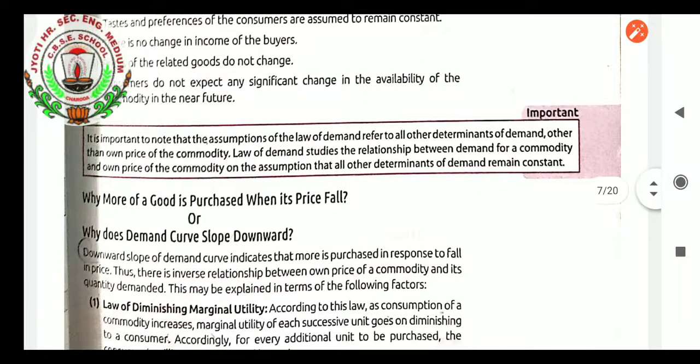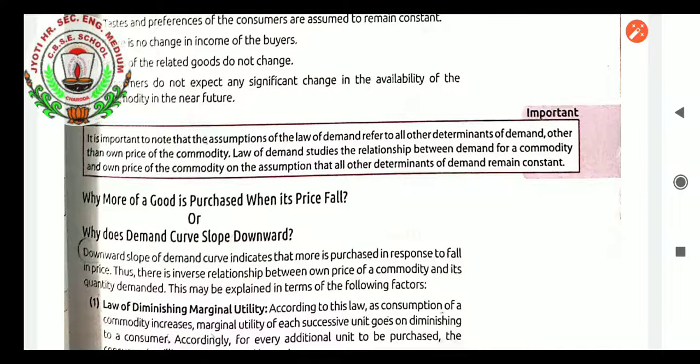It is important to note that the assumption of the law of demand refers to all the other determinants of demand other than the own price of the commodity. The law of demand studies the relationship between demand for a commodity and its own price on the assumption that all other determinants of demand remain constant.